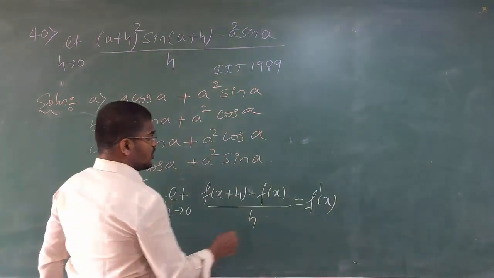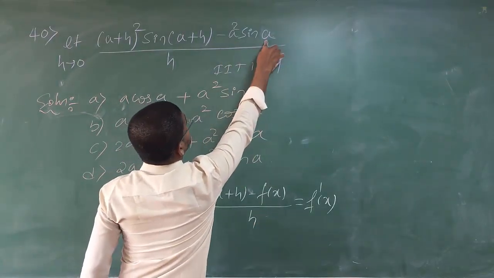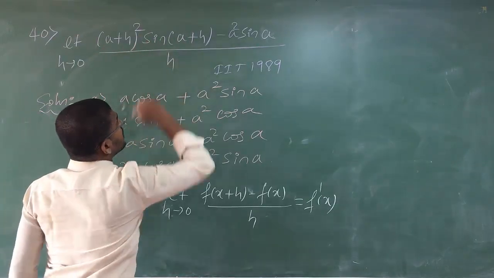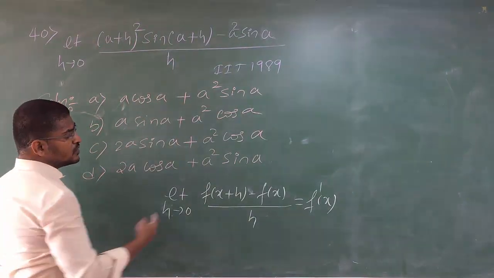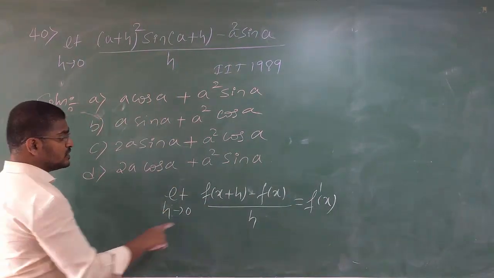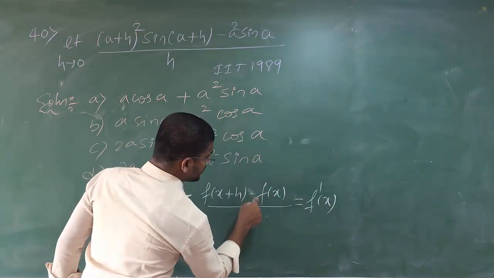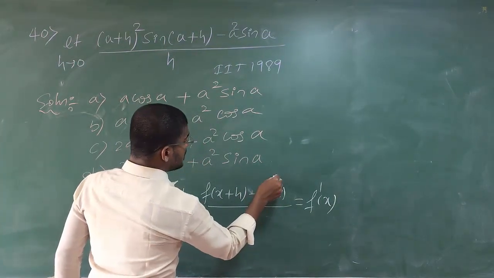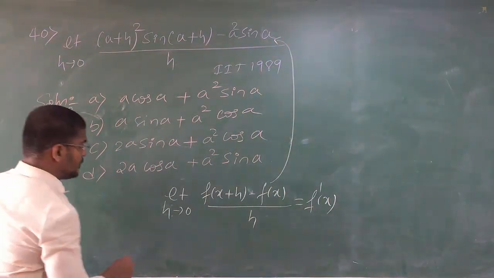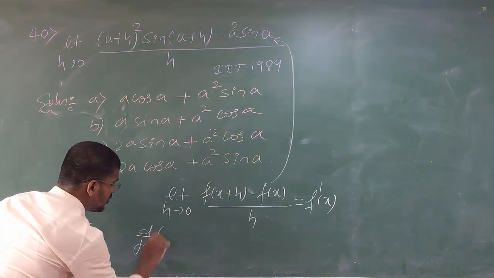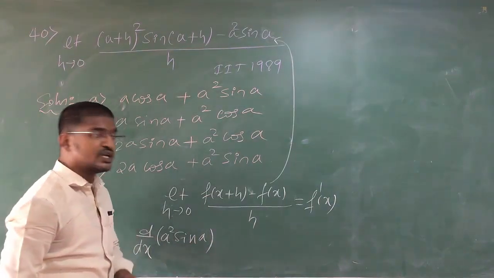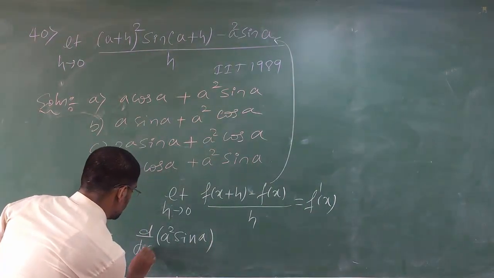Clear? So now f of x means a square sine a, f of x plus h means a plus h whole square sine of a plus h. Have you got my point? So if you use this formula, this will be solved in just 1 minute or less. This is equal to what? F dash of x, differentiation of f of x. In the place of f of x, you have a square sine a, that means d by da of a square sine a. Clear? So now you have to differentiate this with respect to a.